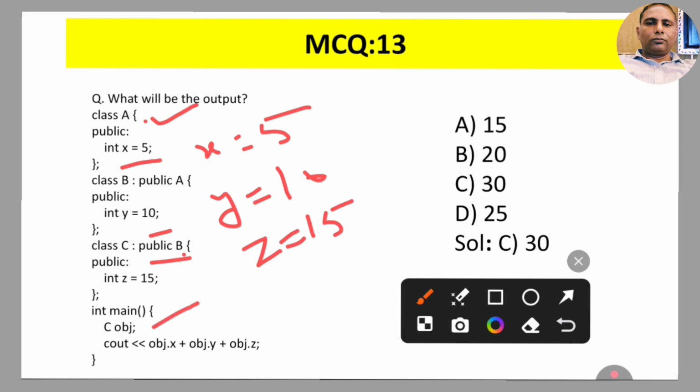So C is derived from B, B is derived from A, and they want the answer object dot x plus y plus z. Then this will add x plus y plus z. So it will give the answer 5 plus 10 plus 15. I think it should give the answer 30, and we have the options 15, 20, 30, 25. So I think option C should be the correct answer for this question.